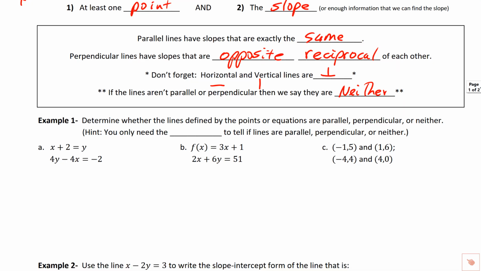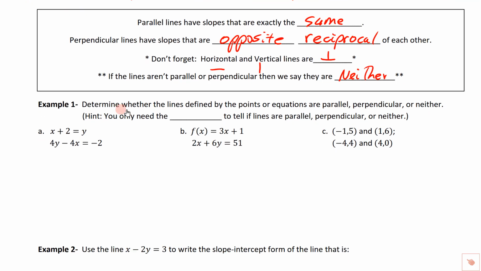Okay, so let's do a warm-up question right here. Determine whether the lines defined by the points or equations are parallel, perpendicular, or neither. And it says you'll only need to find the slope. That's the only thing that matters here. It doesn't care what the points are. It doesn't care what the y-intercept is or anything like that. All we care about is what the slope is.